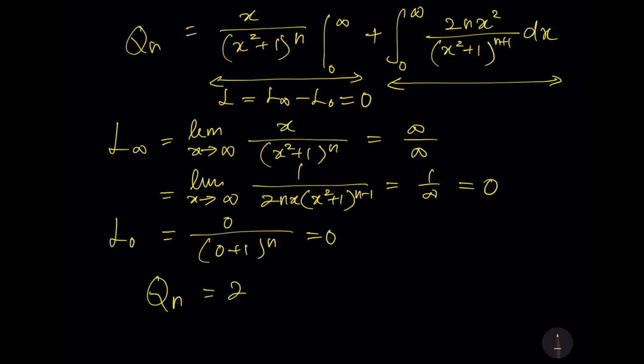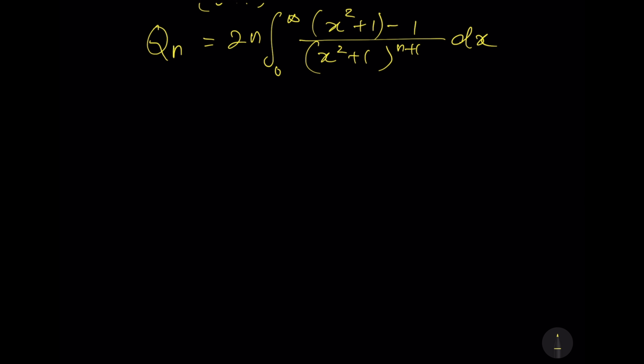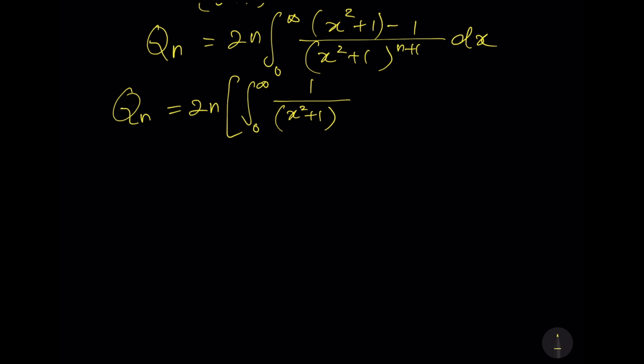Qn is equal to 2n times the integral from 0 to infinity of x squared divided by (x squared plus 1) to the power n plus 1 dx. For the numerator, we purposely add 1 and then minus 1. This step helps us to split Qn into two parts, which is equal to 2n multiplied by part 1, the integral from 0 to infinity of 1 over (x squared plus 1) to the power n dx, minus the integral from 0 to infinity of 1 divided by (x squared plus 1) to the power n plus 1 dx.